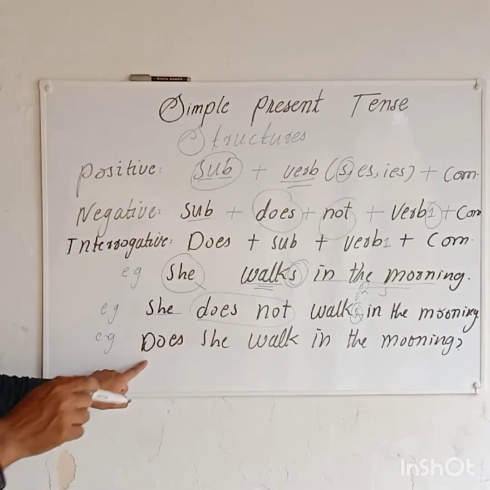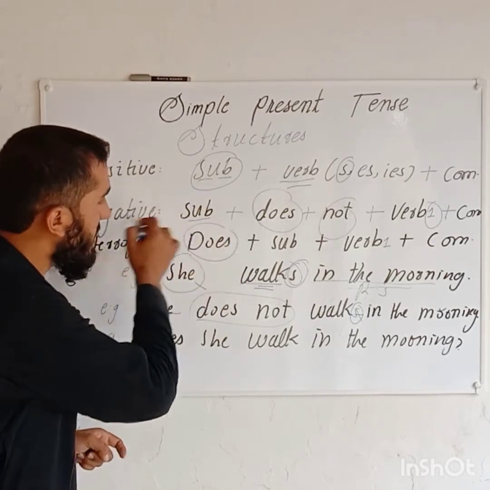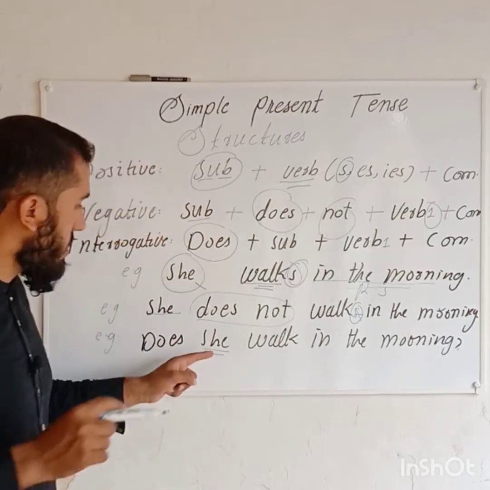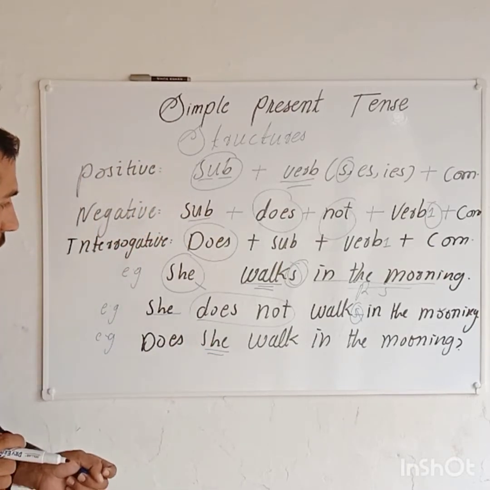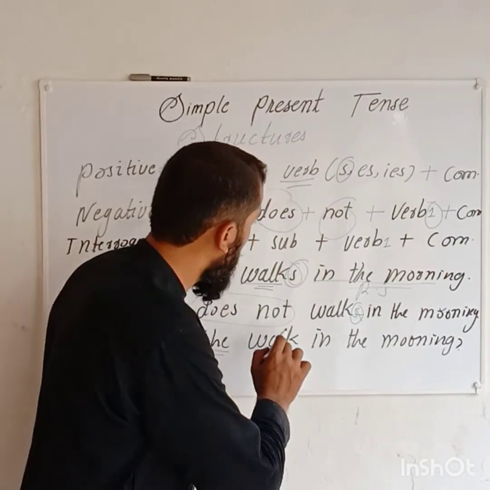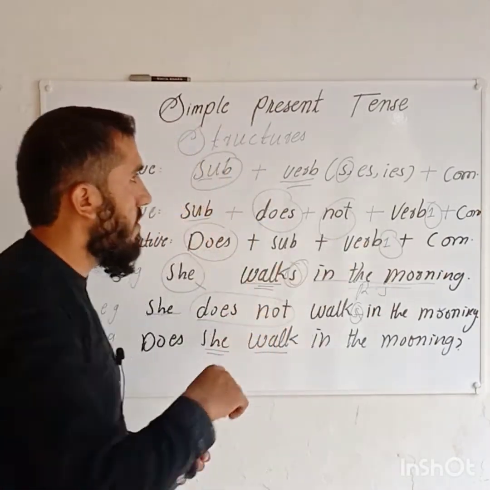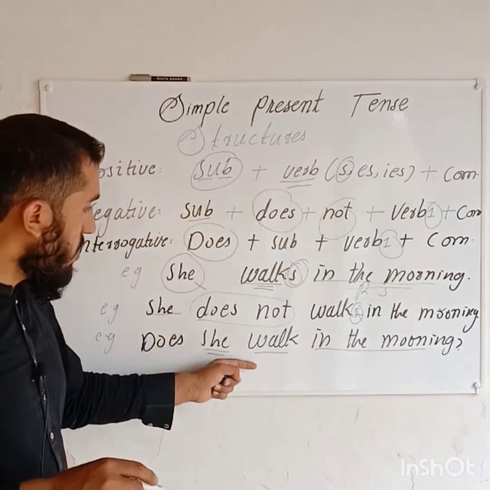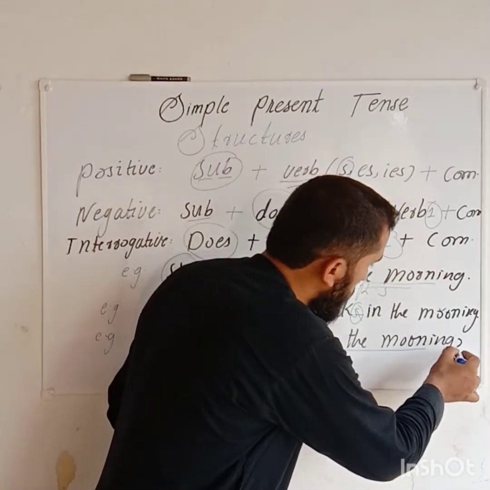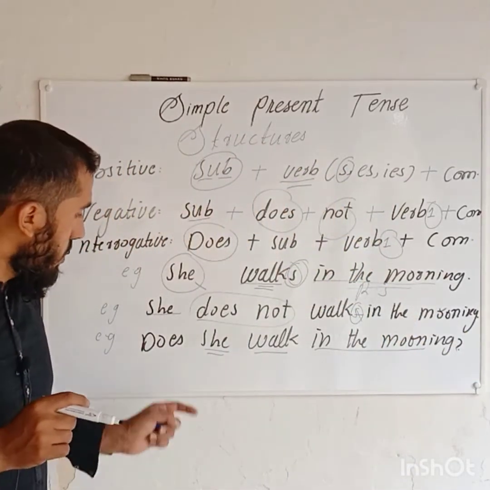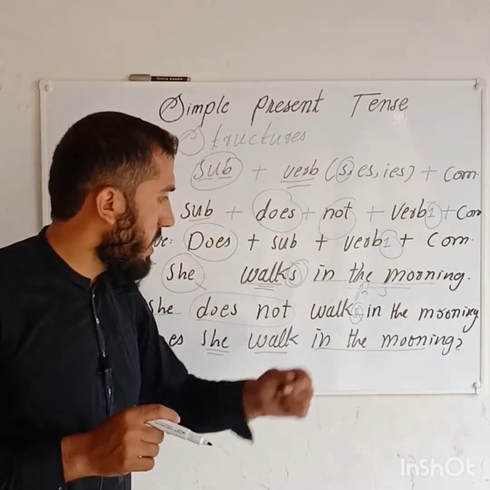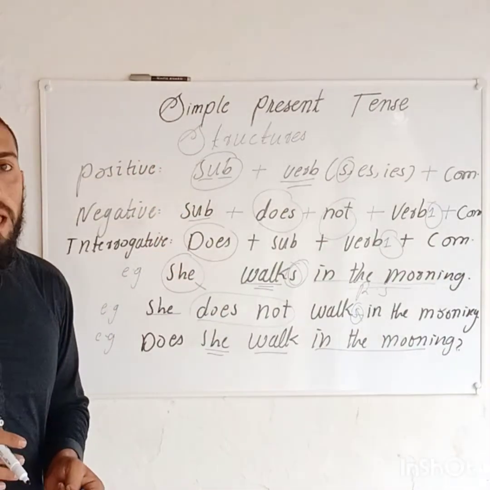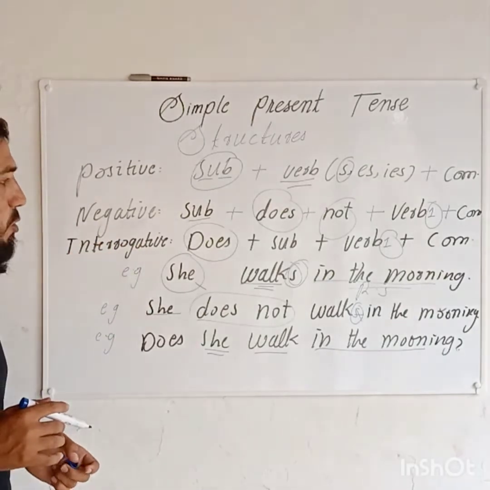And interrogative. So for interrogative, you need to use does, and then a singular subject. Okay, she is a singular pronoun, and then the first form of the verb. Well, this is the first form of the verb, and then the complement. Does she walk in the morning? And then you need to use a question mark. So it becomes what? Does she walk in the morning? These structures are used for singular nouns and pronouns. These structures are not used for plural nouns and pronouns.